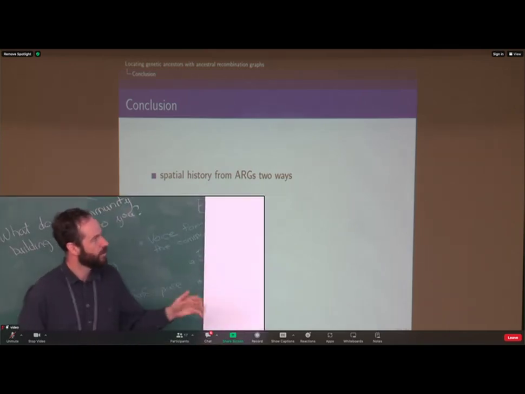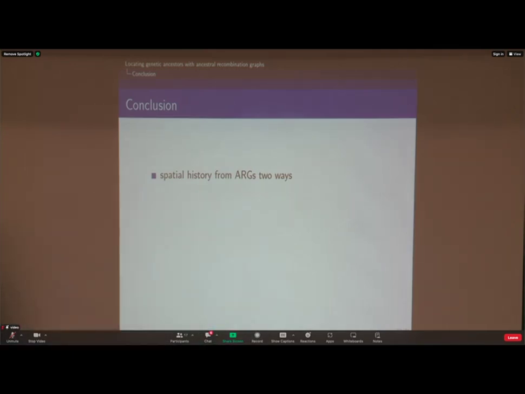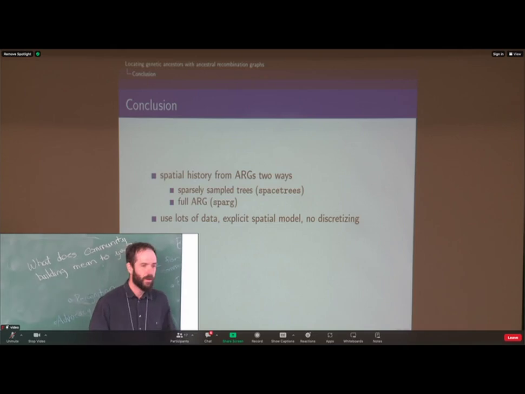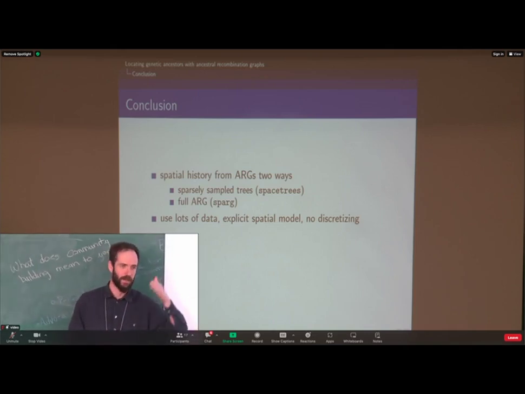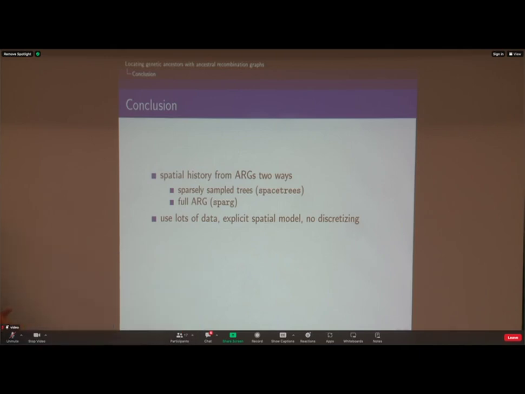So in conclusion, we infer spatial history from ARGs in two ways: one from sparsely sampled trees, and one using the full ARG. We use lots of data, an explicit model, and no discretizations, which is a bit ironic for this meeting. This population, we try to avoid using the word population throughout this talk.